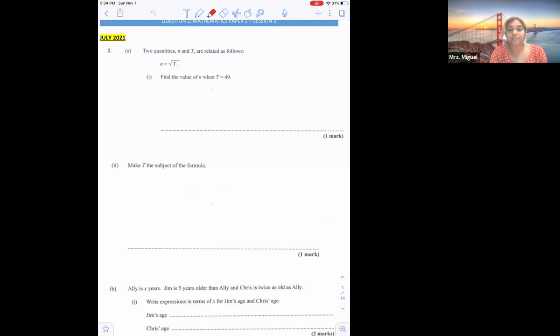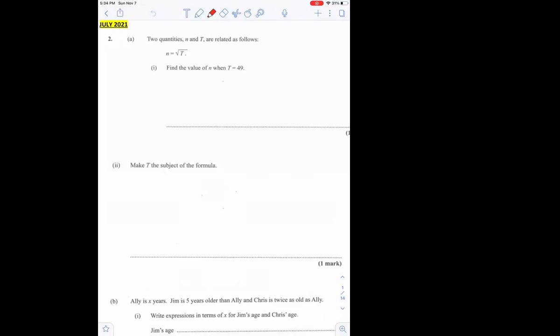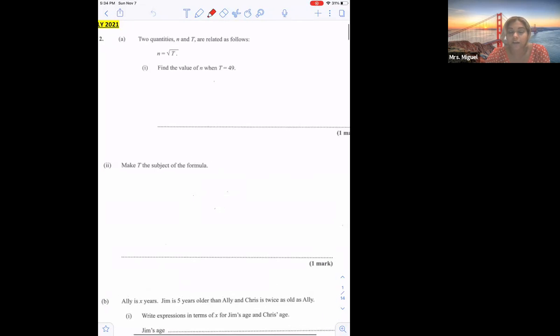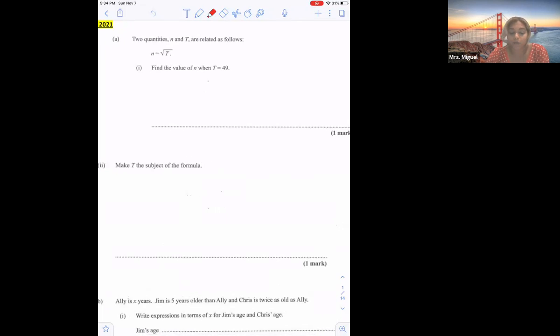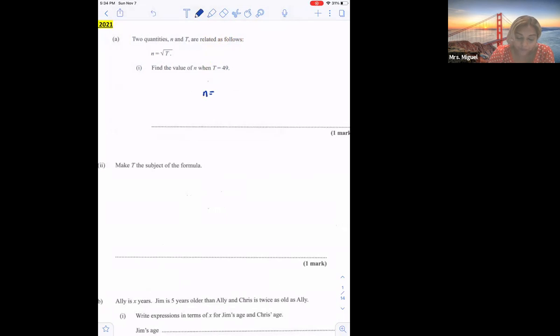All right, have you all returned? Yes, ma'am. All right. Two quantities n and t are related as follows. N is equal to the square root of t. Find the value of n when t is 49. And that is only 1 mark, so which means we don't have a lot of working to do. So n is equal to the square root of 49. N is equal to 7.